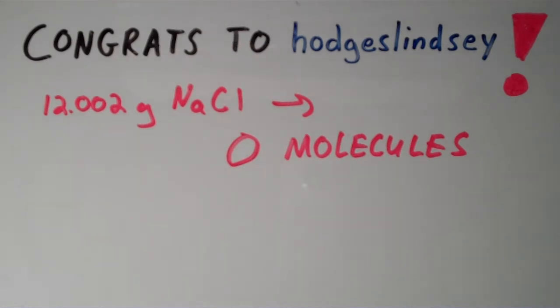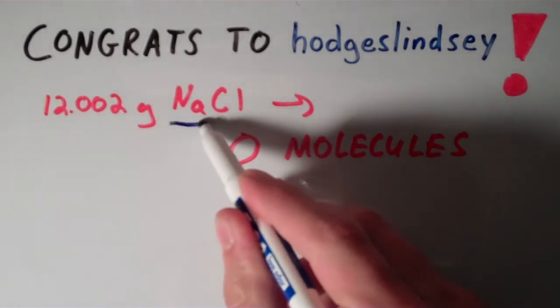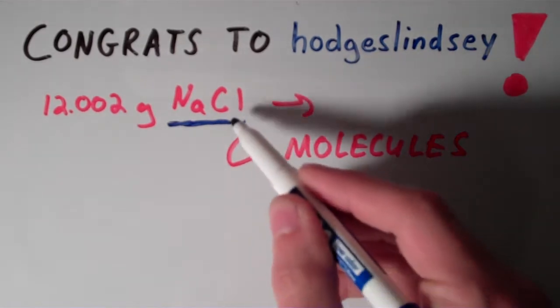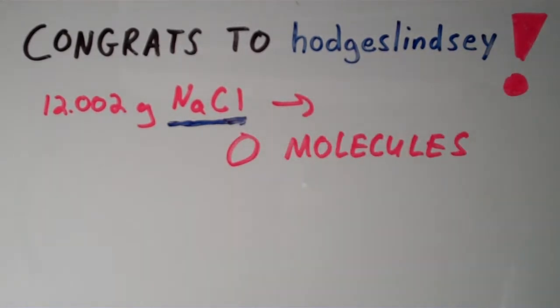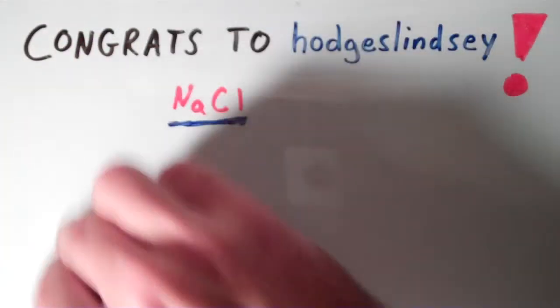So if you're wondering why the correct answer to this question is 0 molecules, you have to think about pretty much all the parts of the question. And the most important part of the question is the compound itself, NaCl. So what kind of compound is this? NaCl is an ionic compound, not a molecular compound. So you have to remember that ionic compounds don't form molecules. They form lattices. So let's just go back to a simple comparison of ionic and molecular compounds for a minute.